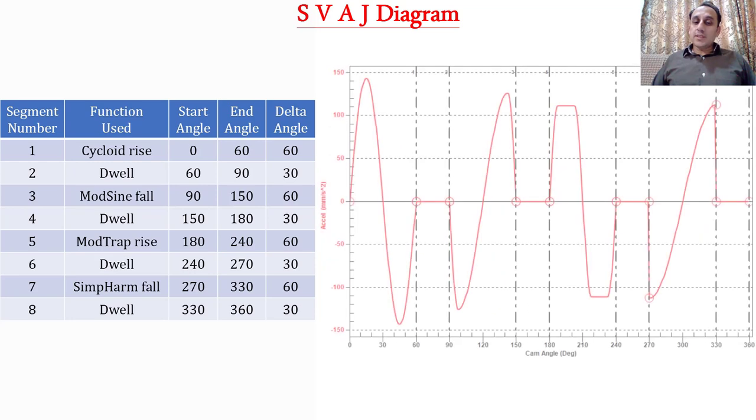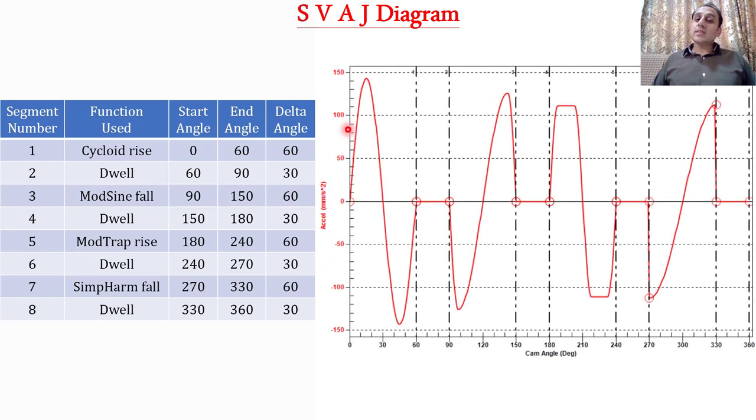What about the acceleration? So this is the acceleration diagram. So this is for the rise, this is for the dwell, this is for the fall, this is once again for the dwell, and keeps on going. So you can see that this is rise, but this rise is different from this rise function.